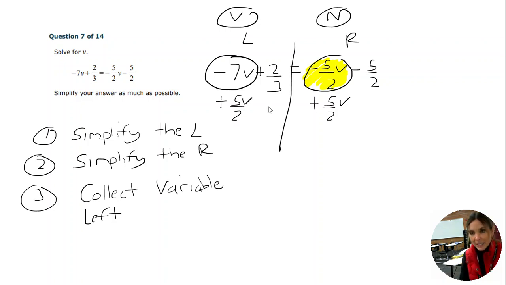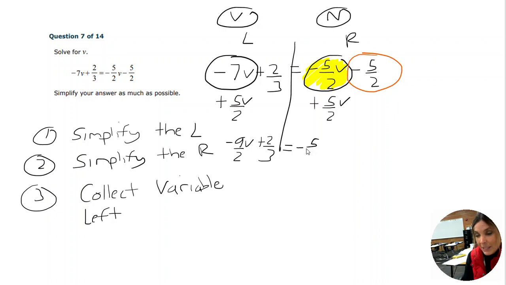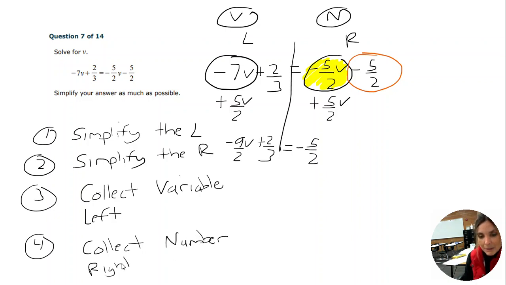Okay, now let's write down what we have left, which is negative 9/2 v, and then we have our positive 2/3, and then remember we have to keep our equal sign right where it is. And then over here on the right side, don't forget that there is a subtraction sign in front of that 5/2, so we have to bring that down as negative 5/2. Okay, next step is collect the number terms on the right. Okay.